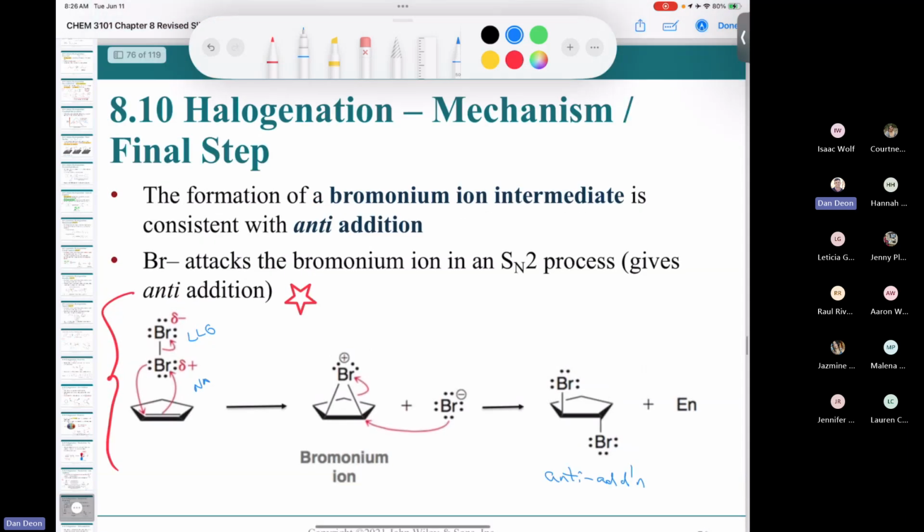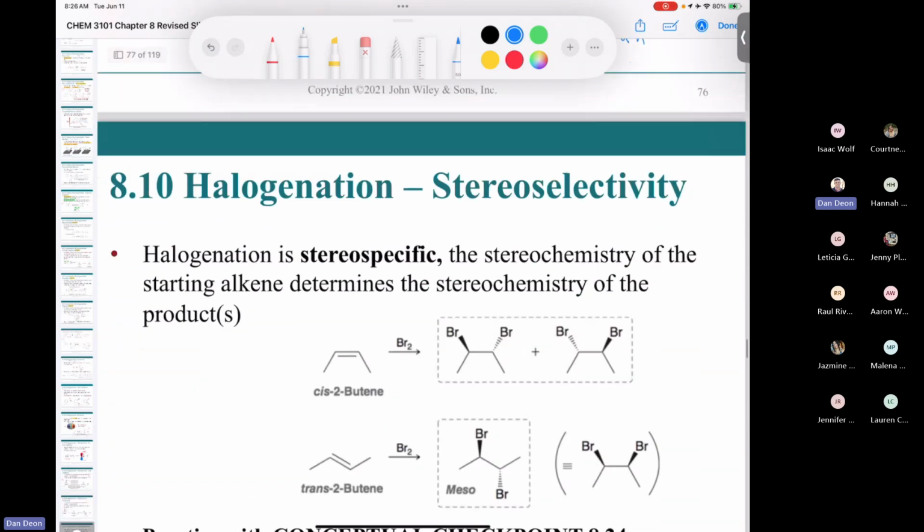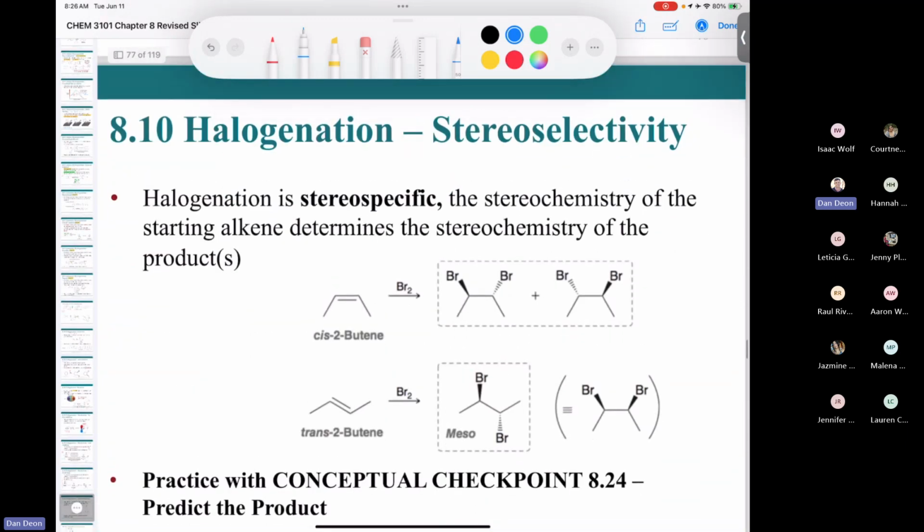Now, where this can get interesting, and I'm using the word interesting instead of tricky because I think interesting is a better word, is since halogenation is stereospecific, meaning we get anti-addition only, okay, you have to be very careful about the type of alkene that you start with. So if you start with a cis alkene like this one here, you would end up with a pair of enantiomers, right? These two compounds are enantiomers.